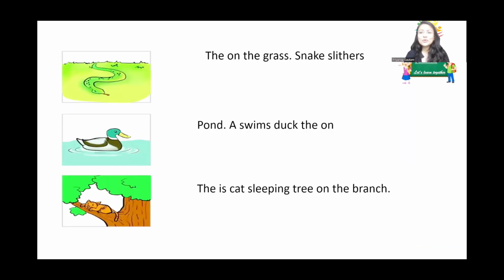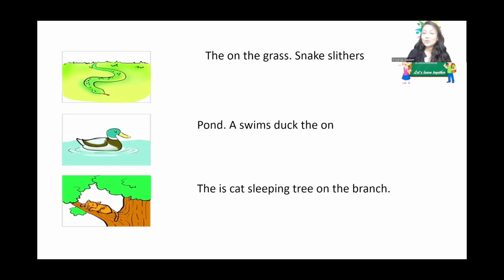Here also you can see more examples. The on the grass snake slithers. So we need to write the correct sentence like the. Who is there in the picture? Snake. What is the snake doing? Slithers. And where? On the grass. So this is our sentence. The snake slithers on the grass. Now the next, who is there? Duck. The same sentence again. A duck swims on the pond.